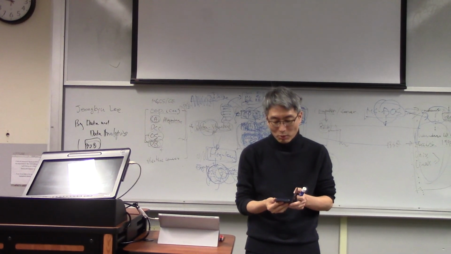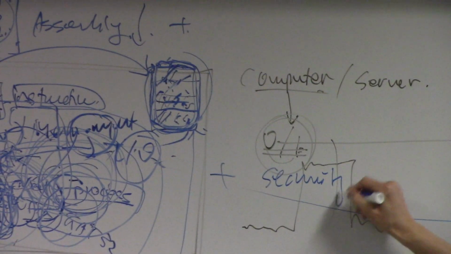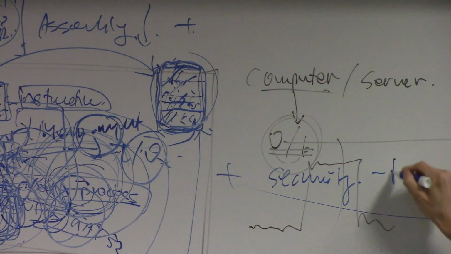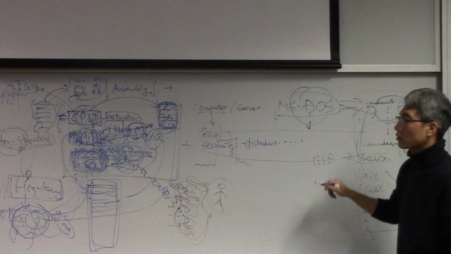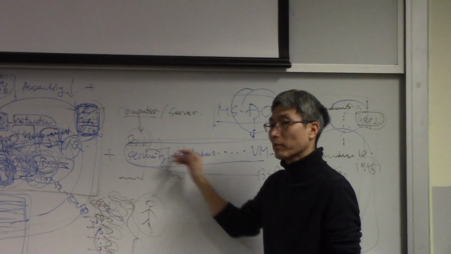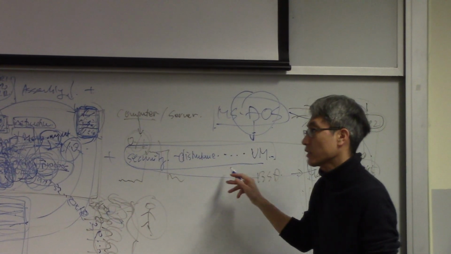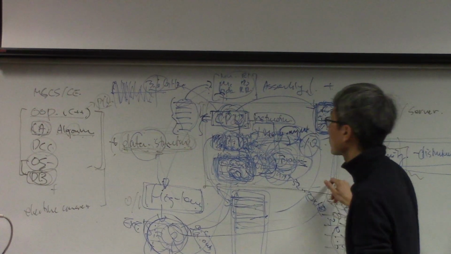However, there are more topics. First, security. And nowadays the distributed operating system, and so on. And also virtual machine. If we have time, we will talk about the advanced topics of the operating system. But first, we are going to finish these three main parts.